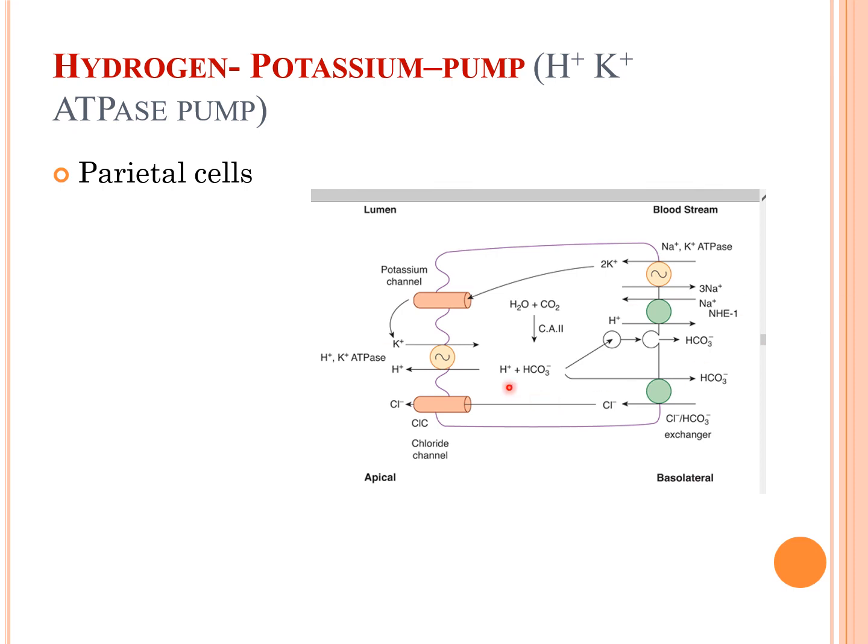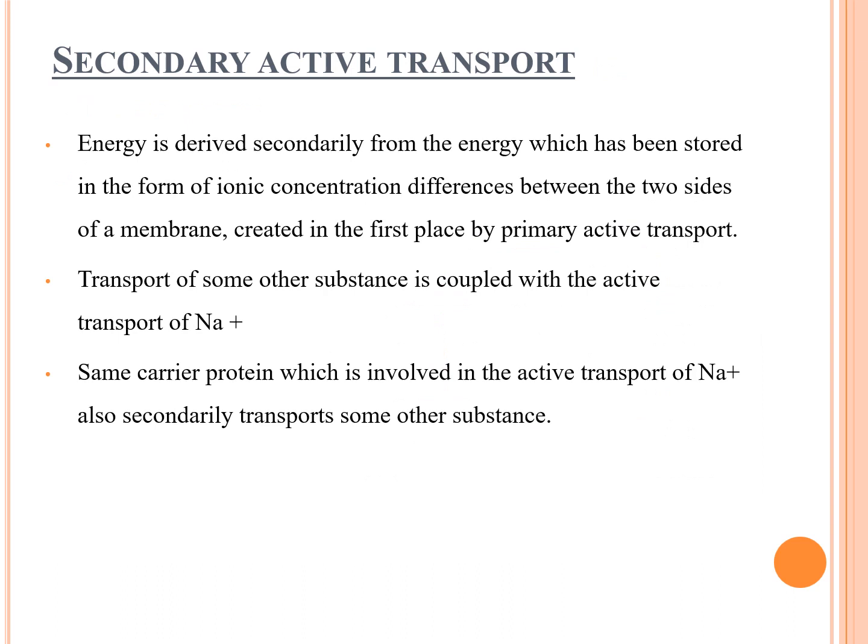You will study this in detail when you study the GIT, the stomach, especially gastric juice secretion. This pump can be inhibited by drugs, the proton pump inhibitors, which are used in the treatment of peptic ulcer. So that's all about the primary active transport mechanisms.